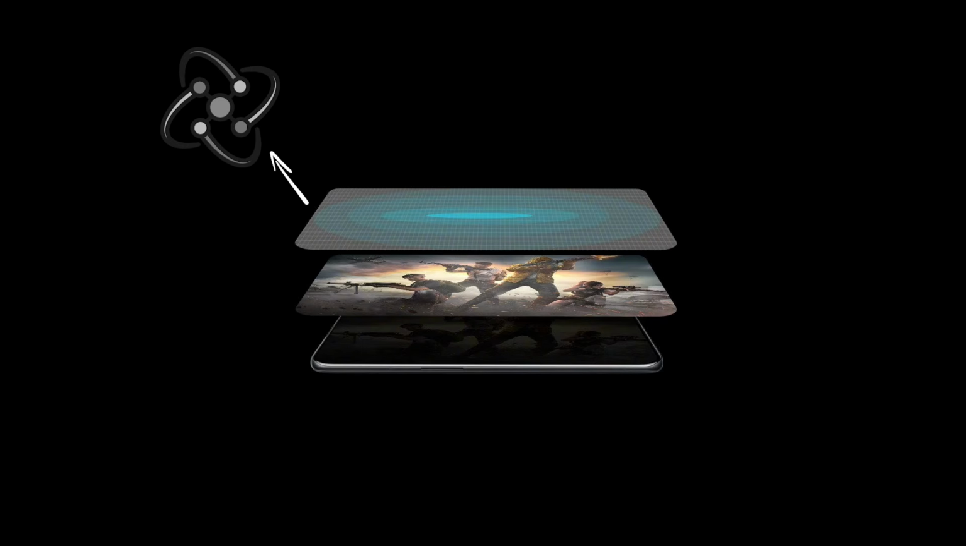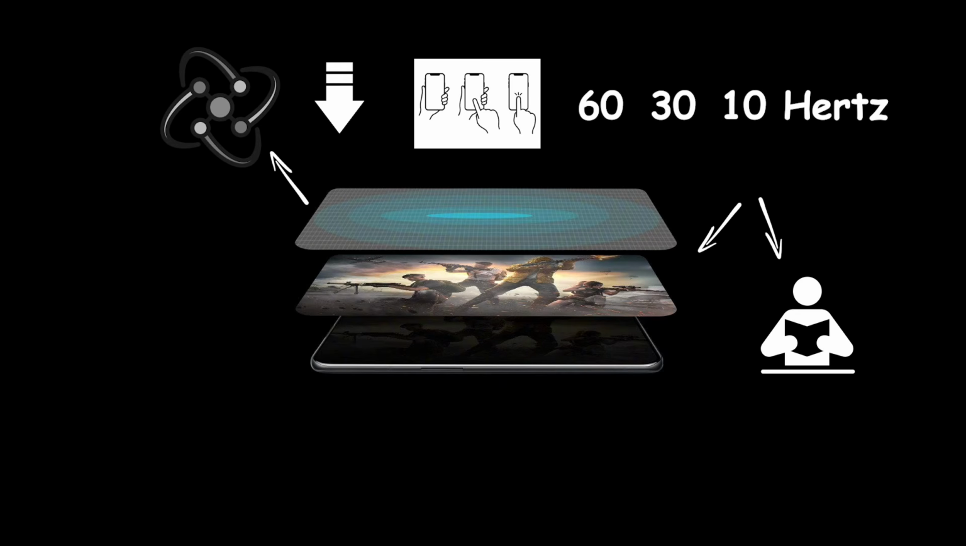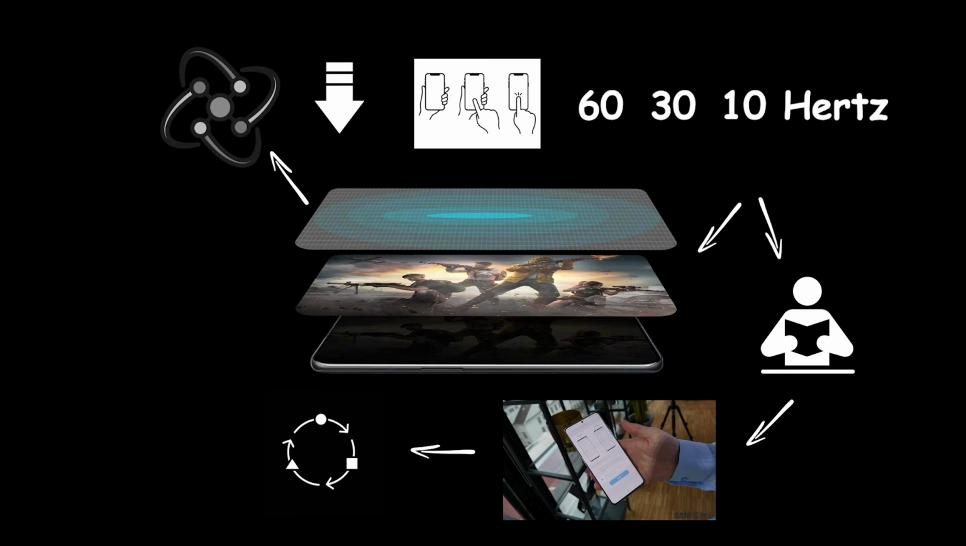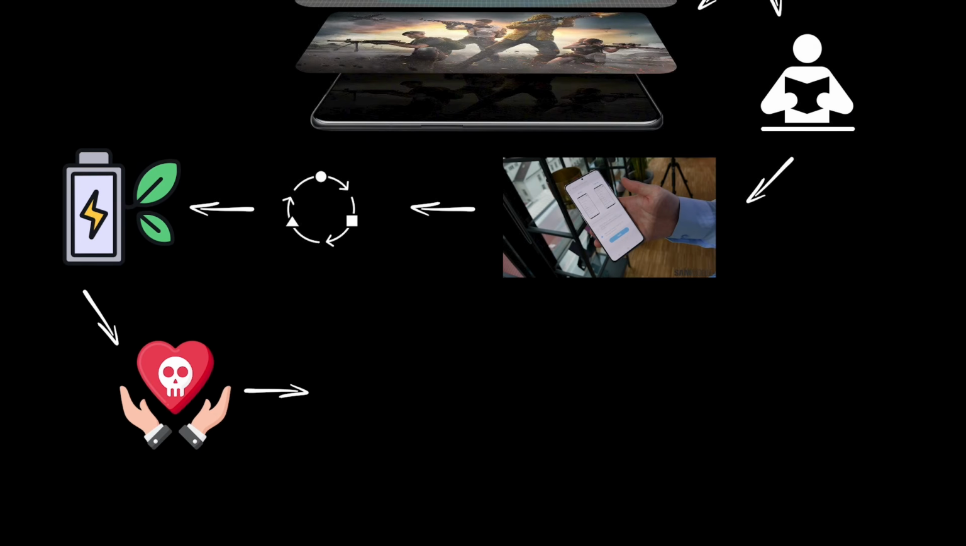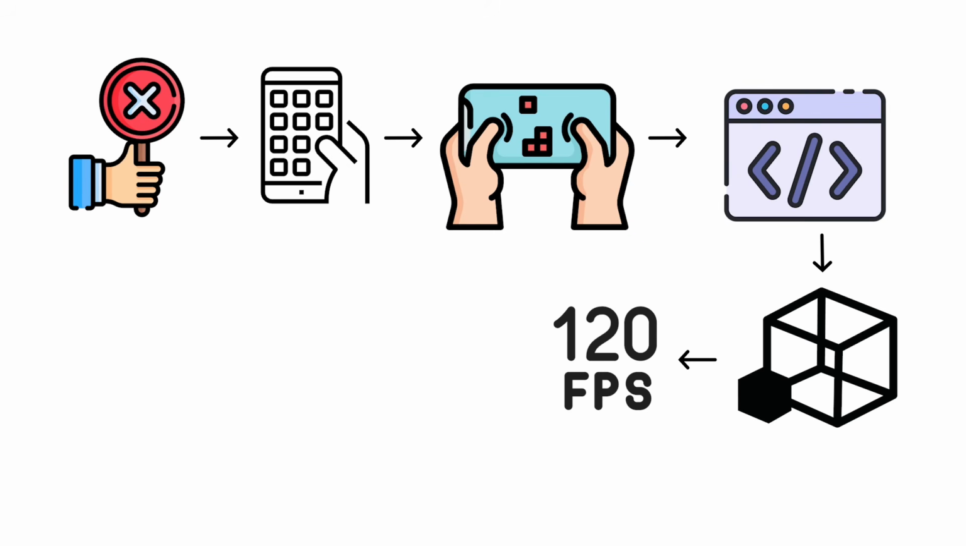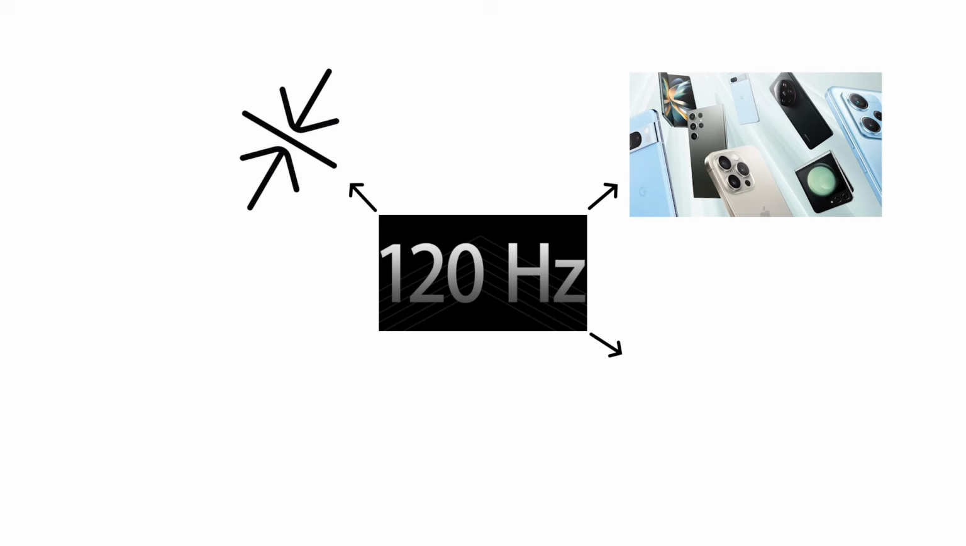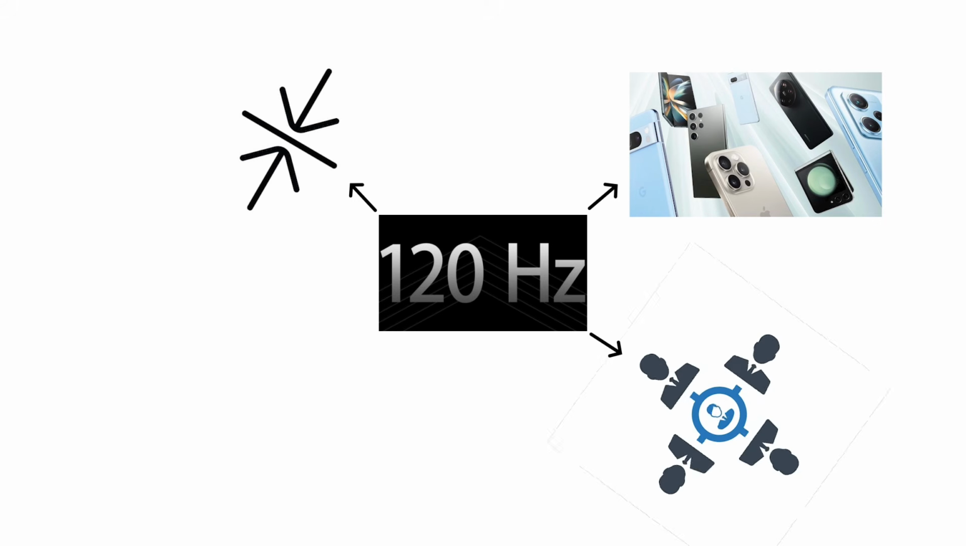LTPO panels can dynamically lower their refresh rate to 60, 30, or even 10 Hz when the image on the screen is static, such as during reading or always-on display modes. This adaptive adjustment helps preserve battery life without sacrificing responsiveness when motion resumes. However, the benefit depends on software support. Not every app or game is coded to render 120 frames per second, so some experiences remain capped at 60. Even so, 120 Hz has become the baseline for modern premium smartphones, striking an effective balance between speed, clarity, and endurance.